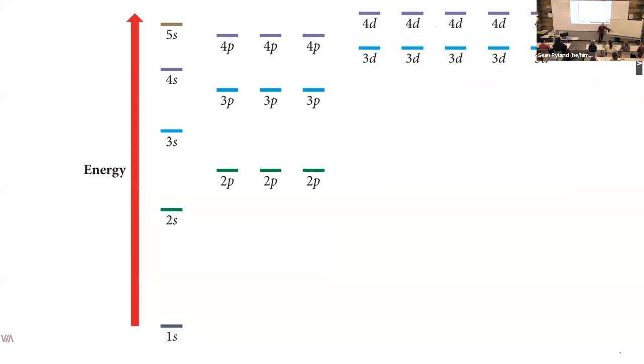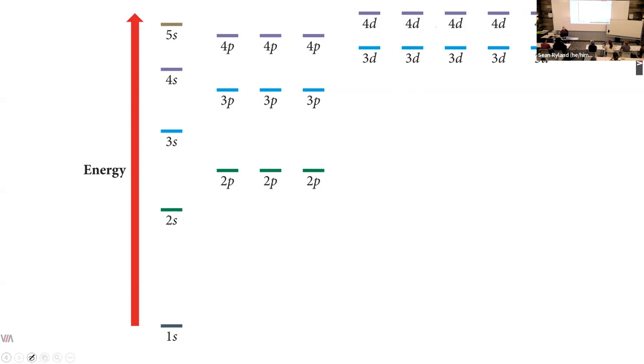See how it's got almost the same shape: 1s, then 2s, 2p, then 3s, 3p, 3d, then 4s, 4p, 4d, 4f. This is just a better way of drawing it. And essentially, if you want to know what the electrons look like, you just start at the lowest energy state and you start adding electrons until you run out of electrons. So if we wanted to figure out what the electrons looked like, this is called an orbital diagram or an energy diagram.